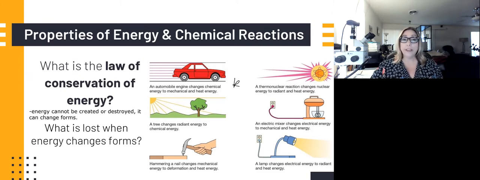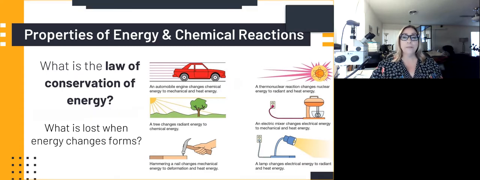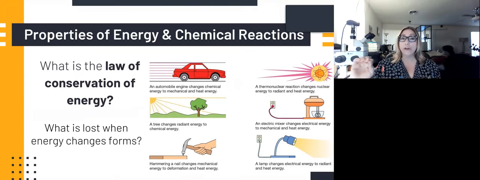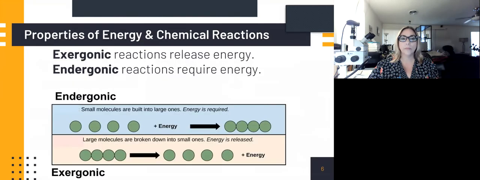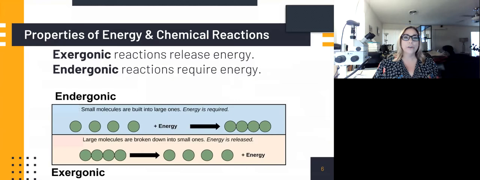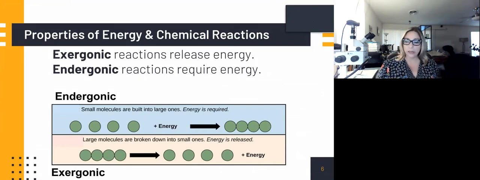So just to repeat the information, the law of the conservation of energy is that energy cannot be created or destroyed. It can only change forms. Now, when energy does change forms, some of that energy is lost as heat. Now, let's apply this concept to chemical reactions. So a chemical reaction is either exergonic or endergonic.